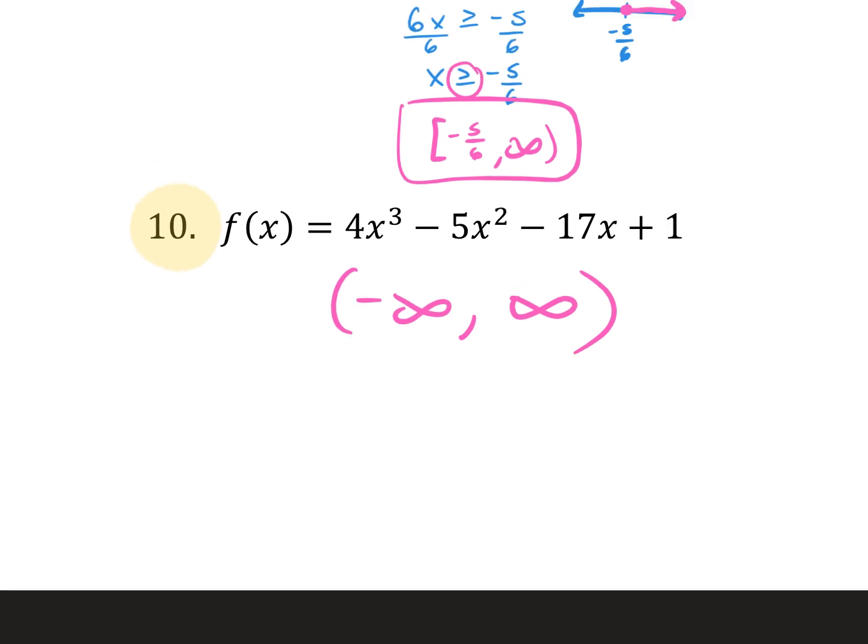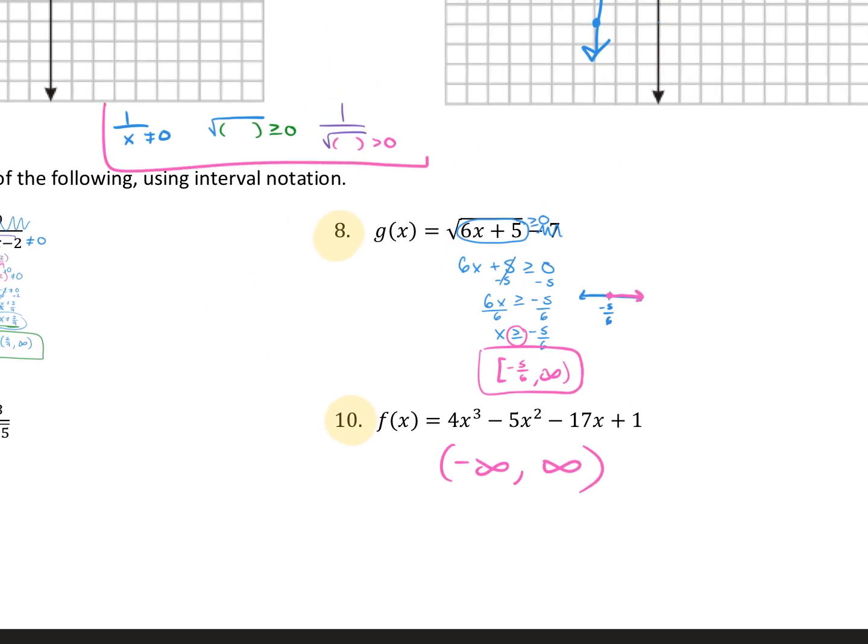So remember, these are the only 3 cases that you have to look for. If it's none of them, if you don't have x in the denominator fraction, you don't have x inside a radical, and you don't have a fraction and a radical together, then your answer is negative infinity to infinity. You don't have to do any math here. These are the best ones.